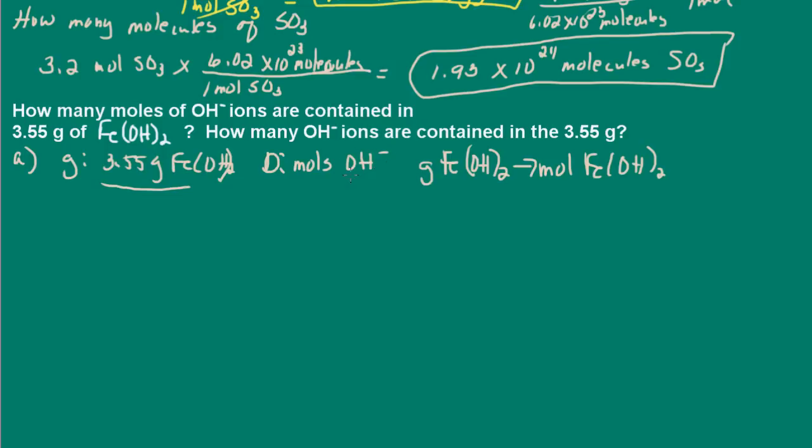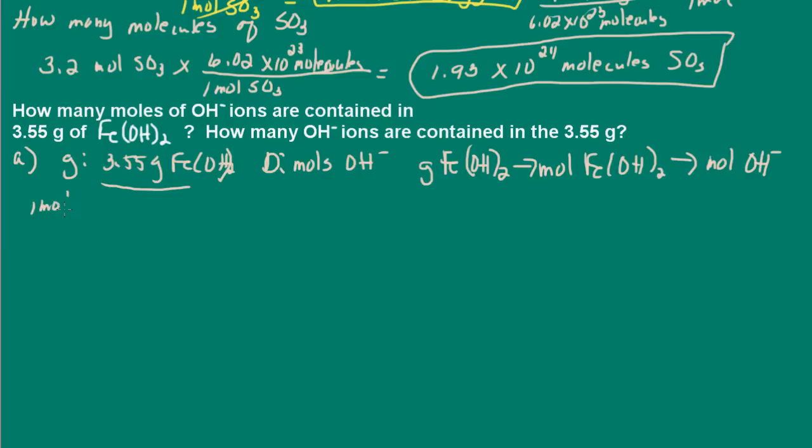And then once I determine the number of moles of iron 2 hydroxide, then I can determine the number of moles of hydroxide ion. So I need two conversion factors. I have two arrows, two conversion factors. The first one is just converting grams of iron 2 hydroxide to moles of iron 2 hydroxide, and I just need the molar mass for that.